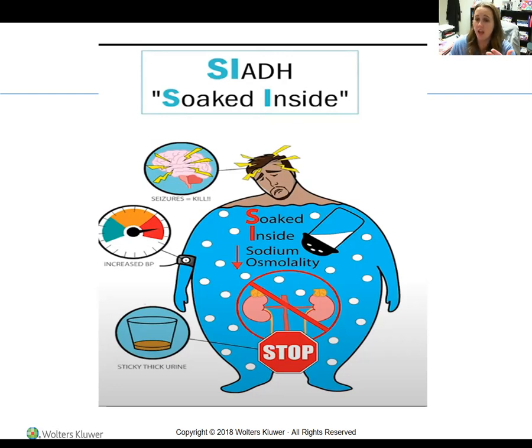So with too much antidiuretic hormone, we're not going to diurese because we have too much antidiuretic hormone. So we're going to hold all our water in our body and not in the potty, right?